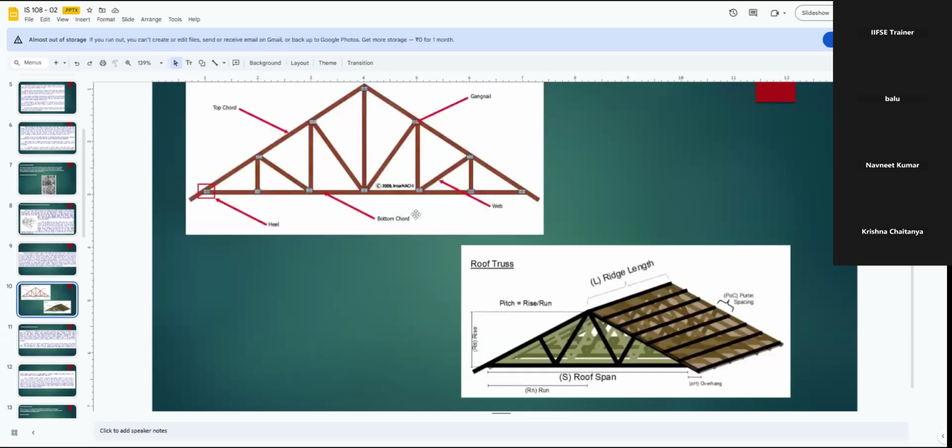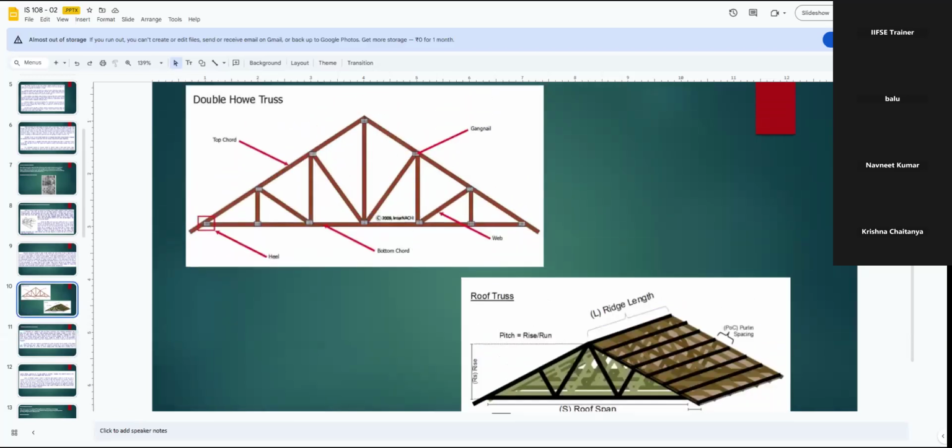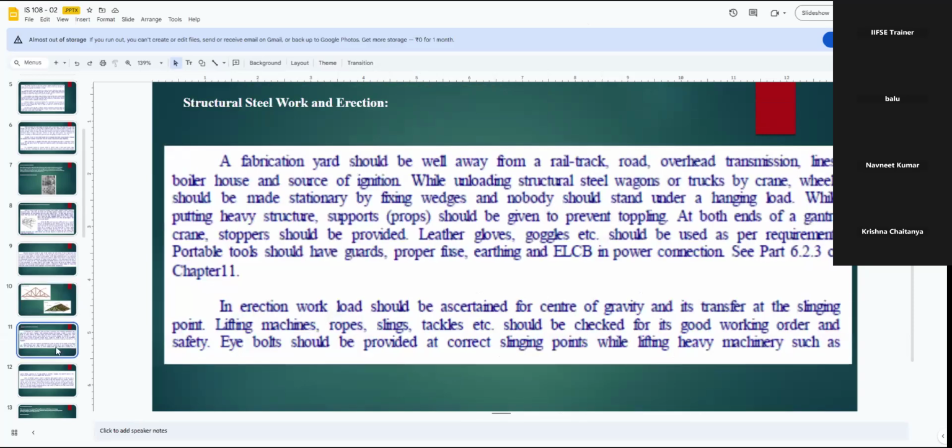For example, if you see this itself, the minimum width will be minimum 20 feet or 30 feet length will be there. So here also, based on the type of material you are lifting, you should ensure the center of gravity based on the frame structure and also load and also the length of your lifting tackles to attempt for a lift. All these ropes and slings, the tackle should be checked for its good working order and also safety.